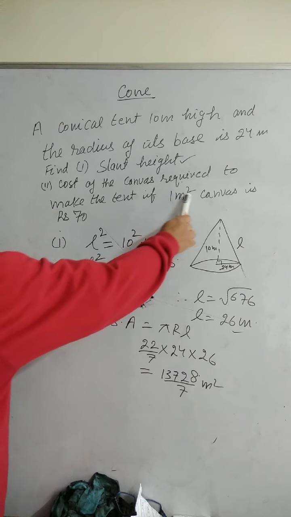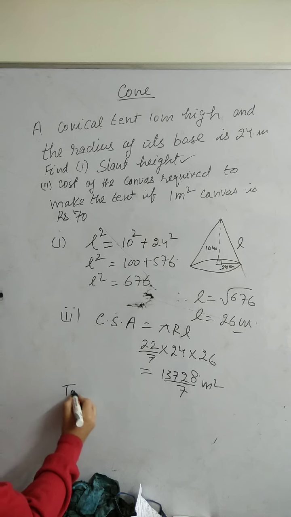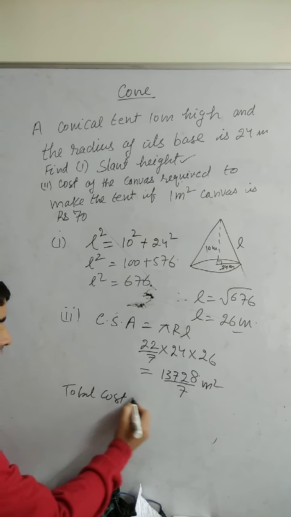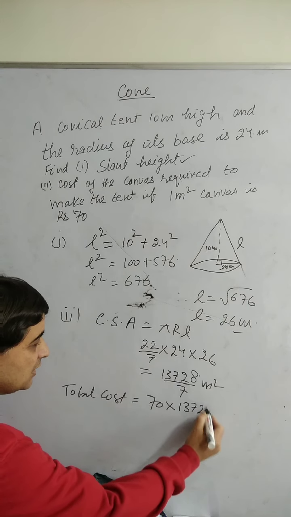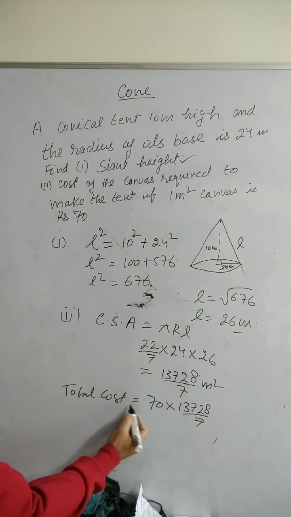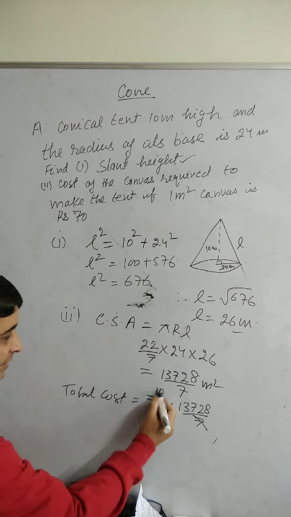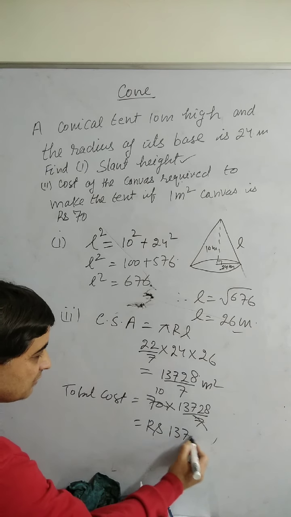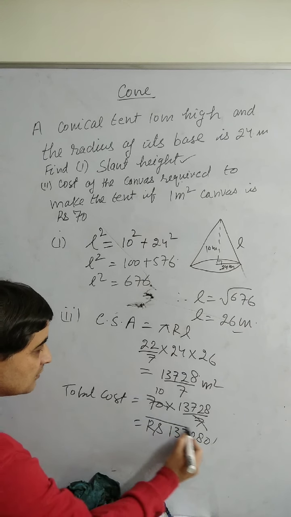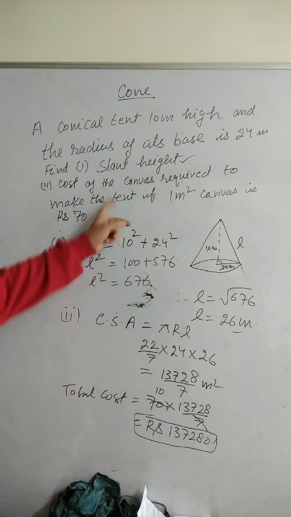Now the cost is given, 1 meter square is rupees 70. So cost of this much meter square will be, total cost will be how much? 70 into 13728 upon 7. So this much rupees it will be. Got it? So 7 tens are 70. So it will be rupees 137280. So this much money will be required. This will be the total cost in making this tent.